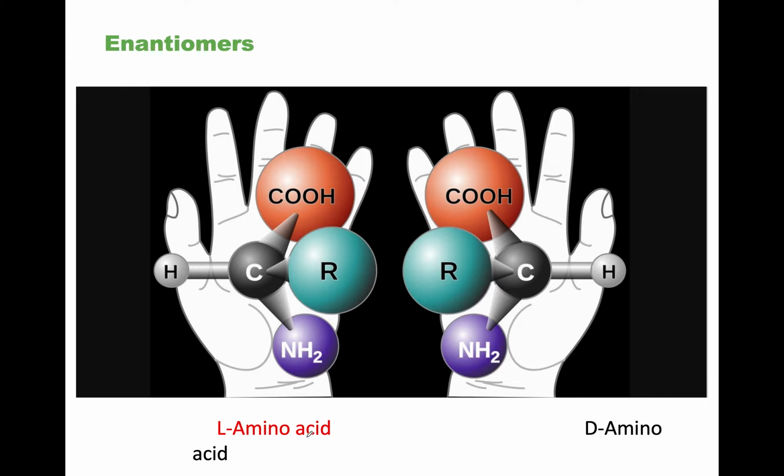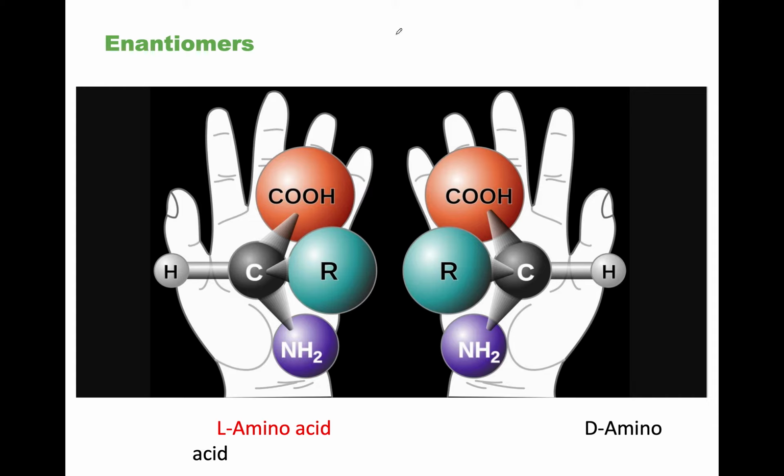And a very important molecule that makes life possible, which is the building block for our proteins, are amino acids. And amino acids can exist in two different enantiomeric forms: L amino acid and D amino acid. Now, these are enantiomers.